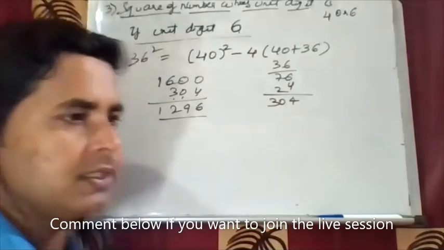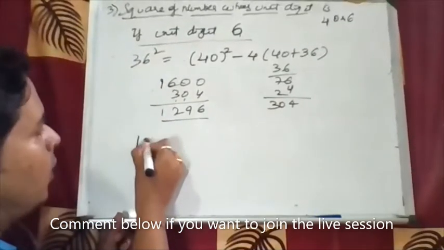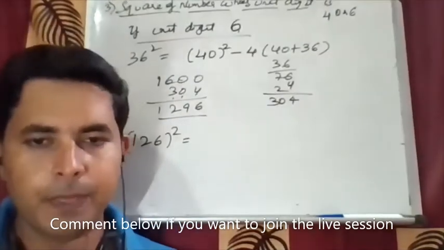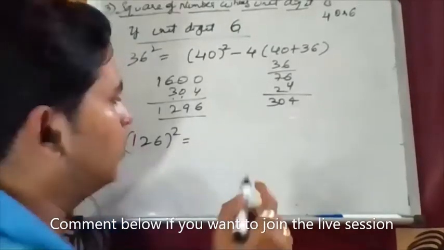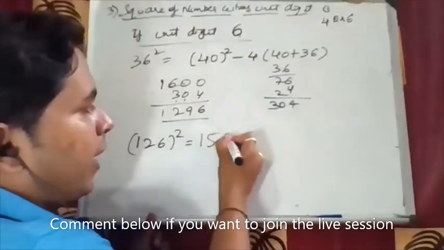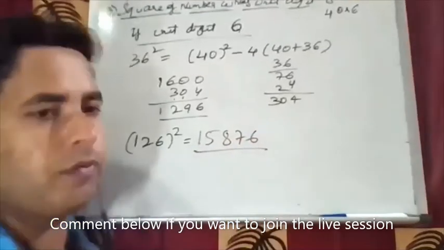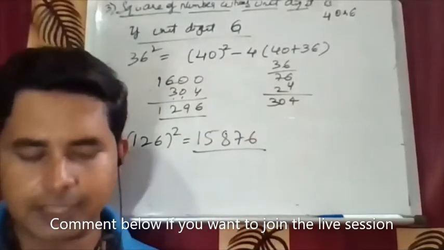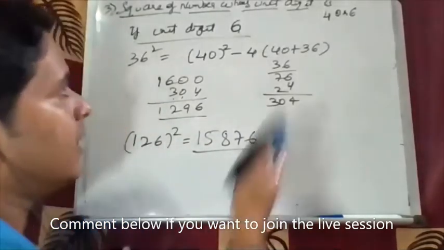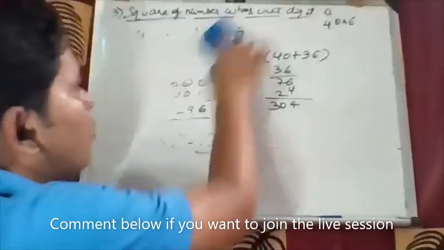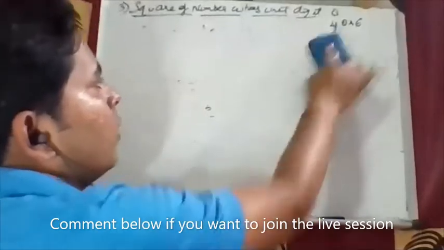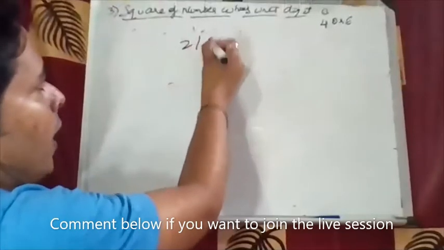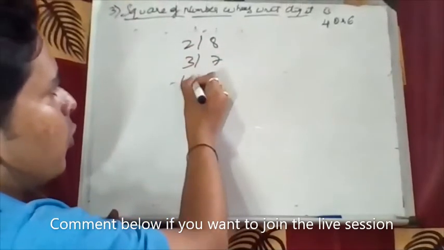Take one more example. Check this. 126 square. So base number आएगा 130. Answer as 15876. Okay, 15876. So now we have solved the examples of all whose unit digit is 4, 6, and again from 0 to 9 we have seen, and in between we have seen 2 or 8, 3 or 7 and 4 or 6.